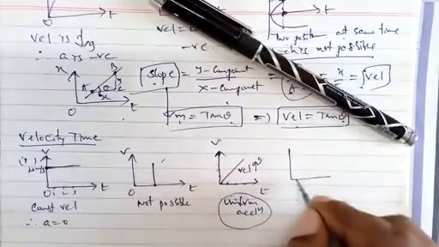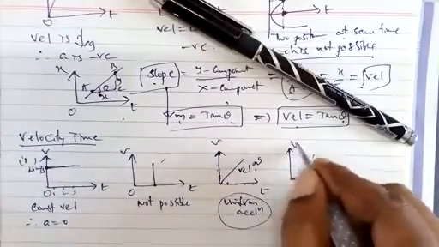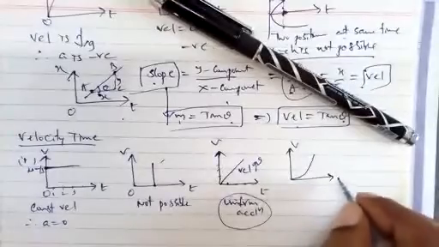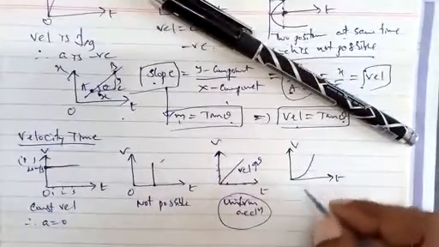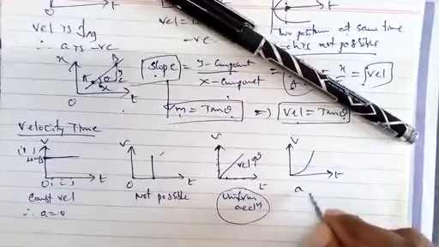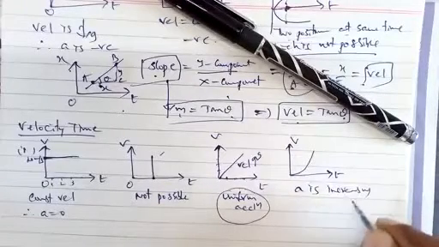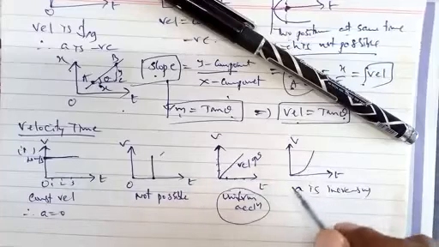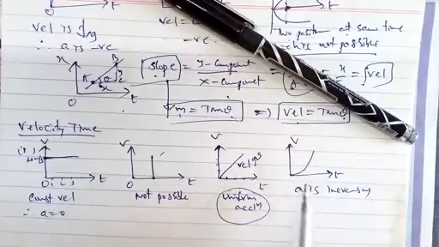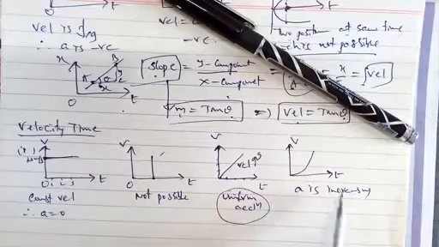Next one, if you draw another graph, it is a curve like this here, a velocity time graph. In this we can say acceleration is increasing because velocity is increasing. But this increase is not uniform here. Acceleration is increasing, but the increase is not uniform.